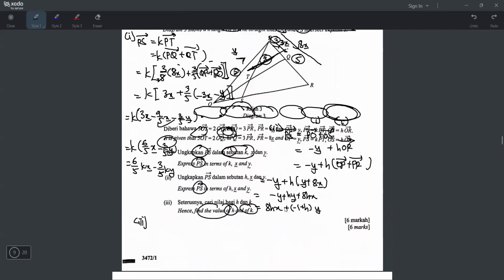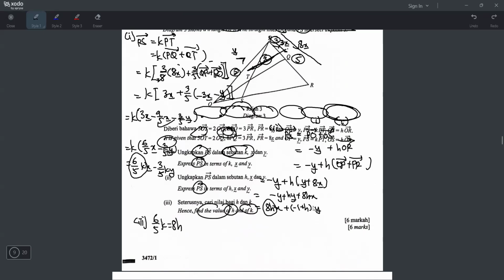That's the only difference, right? But they are the same vector. So you can compare both. And how do we compare? You compare the coefficient of X with the coefficient of X. So nombor depan X compare dengan nombor depan X. So when you connect them, it will be like this. 6 over 5K equals to 8H.